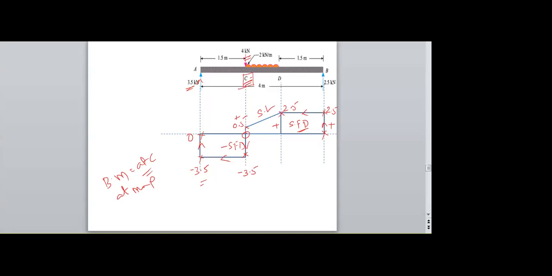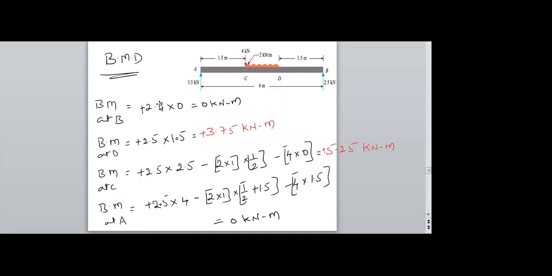Now, taking the bending moment diagram. The section is at B now. Therefore, force into perpendicular distance is 0, since it is passing through B. Next, the section shifted to D. Therefore, the force is 2.5 and the distance is 1.5. So I am getting this value.